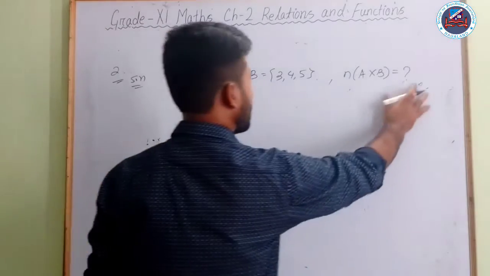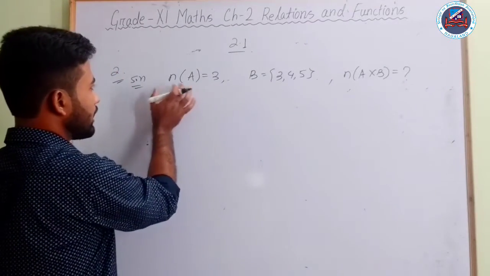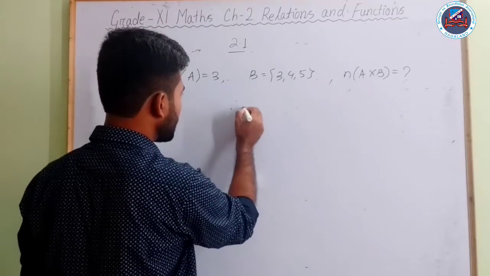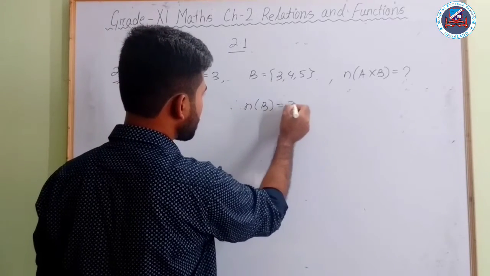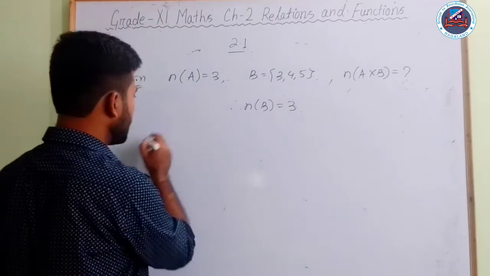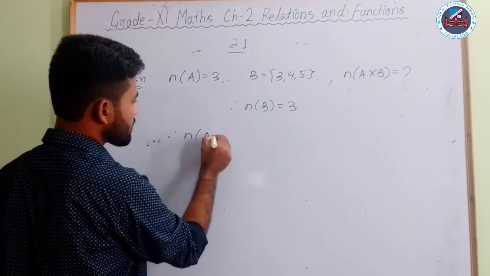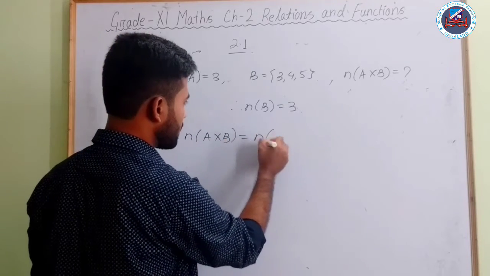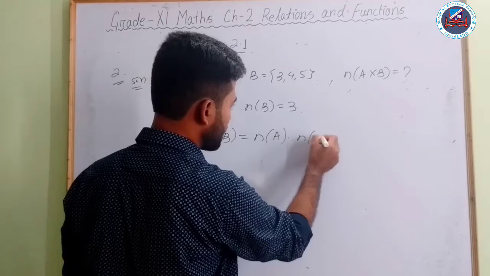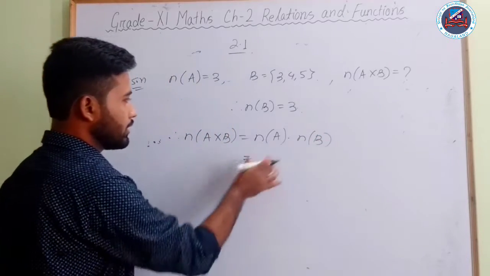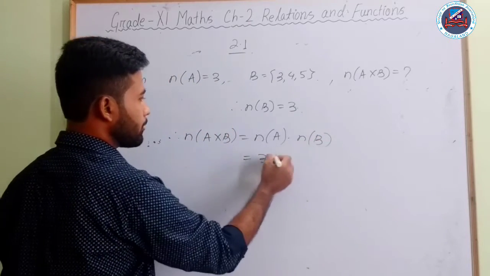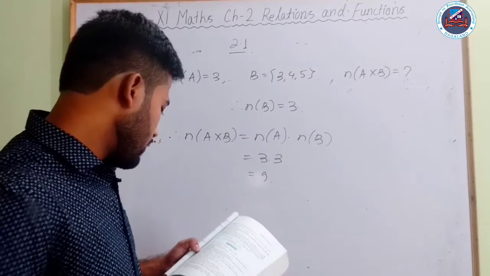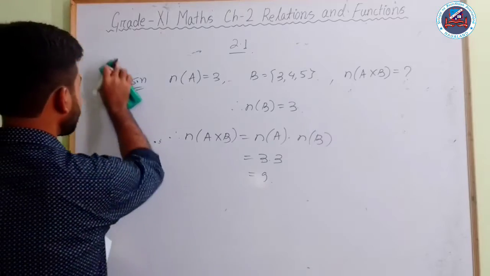Okay. Now how to find it? Here it is given the number of elements of A is 3 and B is {3, 4, 5}. So from there I can write the number of elements of B is equal to 3. What do we need to find? Number of elements of A cross B. So number of elements of A cross B is given by number of elements of A into number of elements of B, that I have discussed earlier. And what is n(A)? It is 3. n(B) is 3. So that is equal to 9. Quite easy.